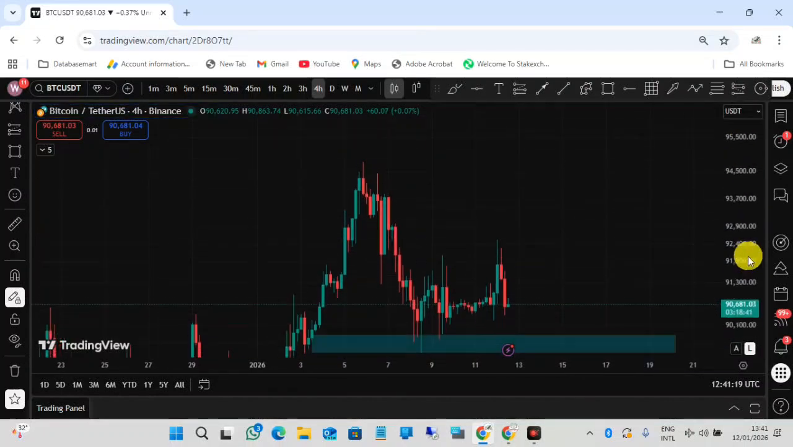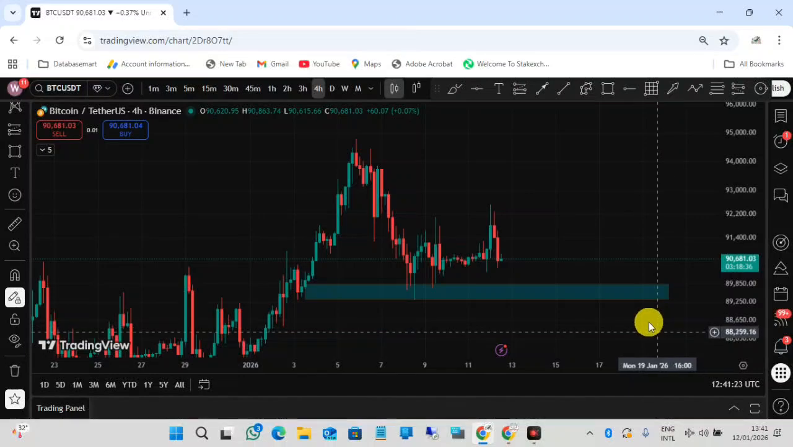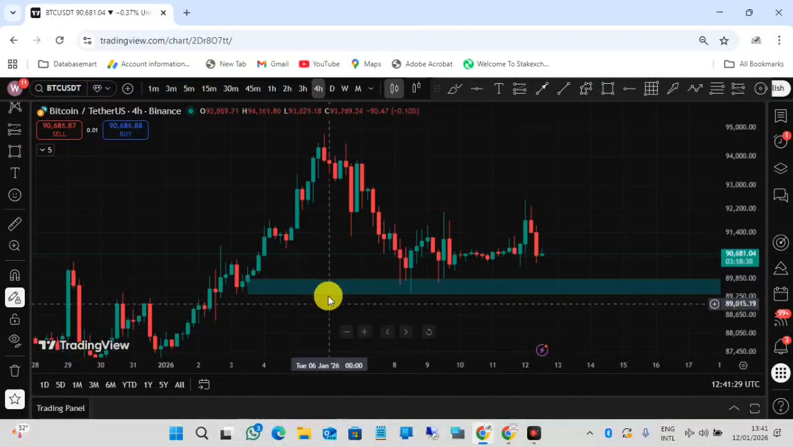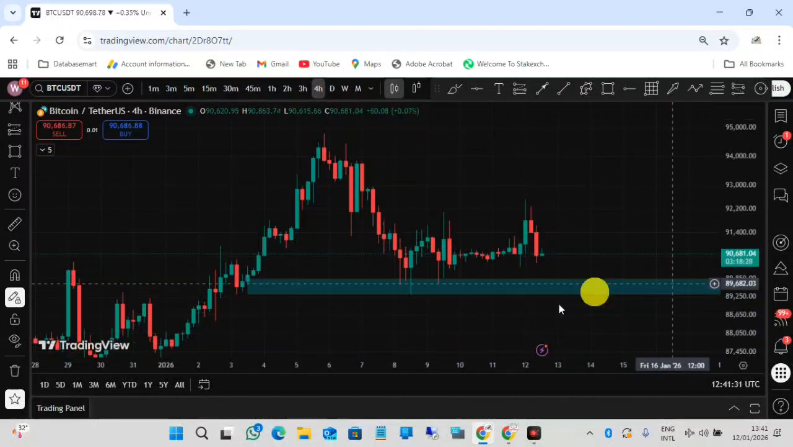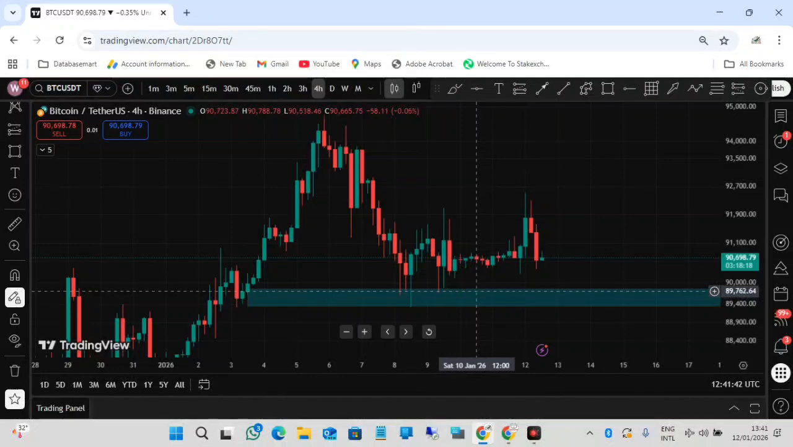BTC is trying to come to retest this particular support level. This is the area where BTC failed to break downward. It failed to break this particular zone here. If you want to look for a buy, let's say you just want to scalp and pick a trade, you allow BTC to come to this area of, let's say, 89,800 before you start buying.